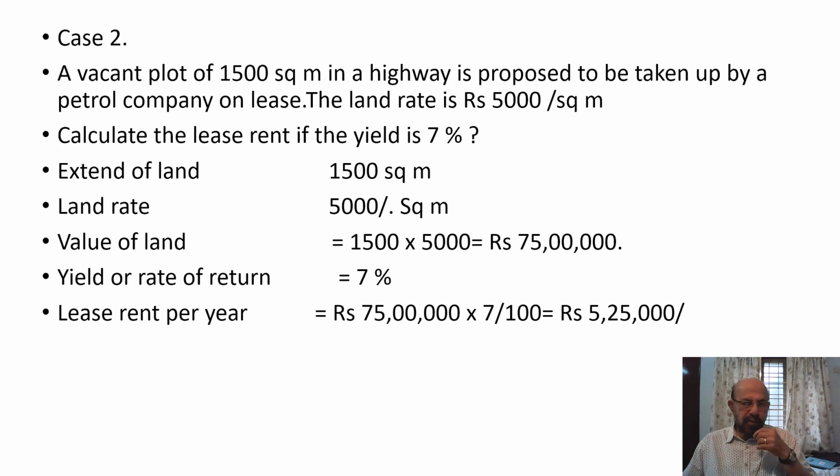Extent of land 1,500 square meter. Land rate is equal to 5,000 per square meter. So value of land is equal to 1,500 square meter into 5,000 is equal to 75 lakhs. Yield or rate of return is equal to 7%. So lease rent per year is equal to 75 lakhs into 7% of that, which is equal to rupees 5,25,000.